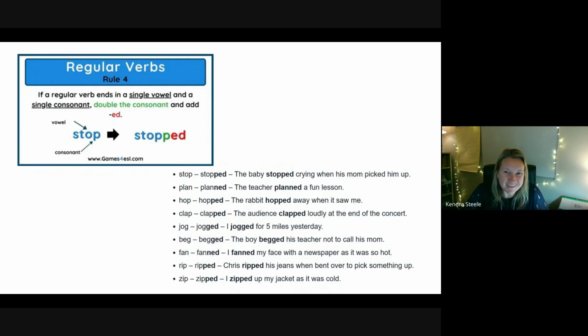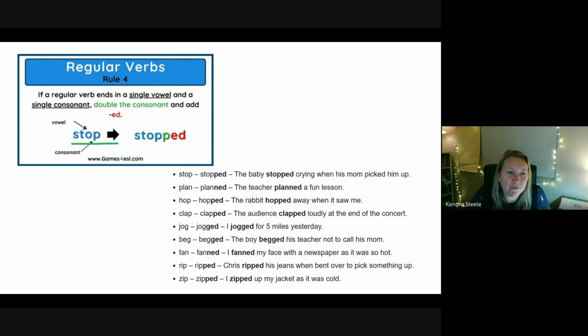And finally, for regular verbs, here is rule 4. If a regular verb ends in a single vowel, so this is A, E, I, O, and U. Here's our vowel, O. And a single consonant, okay? And it's one syllable, stop, okay? Instead of my name, which is 2 syllables, Kendra, okay? 1 syllable. Then you double the consonant and add ED.